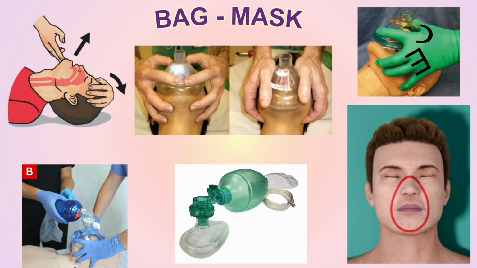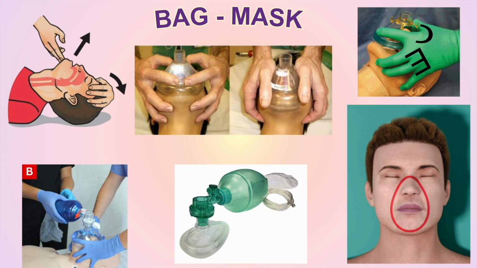If you look at the picture, you can see that the pinky finger, ring finger, and middle finger together create the letter E, and the thumb and second finger create the letter C. This is what we call the E and C clamp technique. Then we will perform a head tilt.